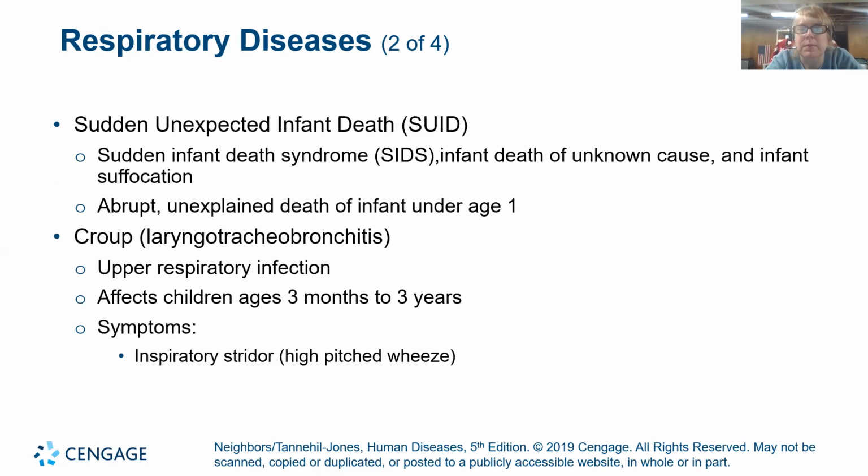Croup is also known as laryngotracheobronchitis. This is an upper respiratory infection, okay? It affects children usually between 3 months and 3 years, but we can see it in older children. And the symptom is very, very, I want to say predictable. You can expect an inspiratory stridor. It's a very high-pitched wheeze when they are taking a breath in. And you can usually hear it without a stethoscope, and when you listen to them with a stethoscope, it's very pronounced.